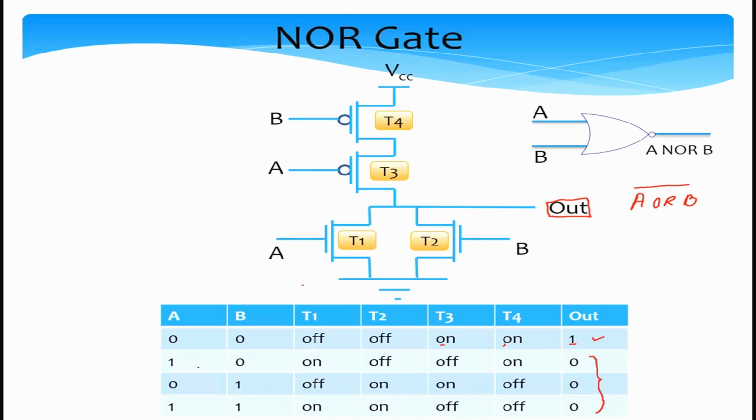Now let's consider the next situation where A is 1 and B is 0. If A is 1, the transistor T1 will conduct, so it is on. Since B is 0, T2 will be off. Similarly, let's take a look at T3 and T4. Since A is 1, a high voltage, T3 is turned off, and T4 will be turned on, but it doesn't matter. The reason it doesn't matter is because when transistors are connected in series, if one of them is off, the entire line is off.